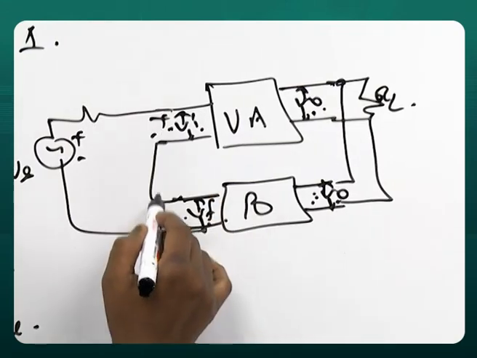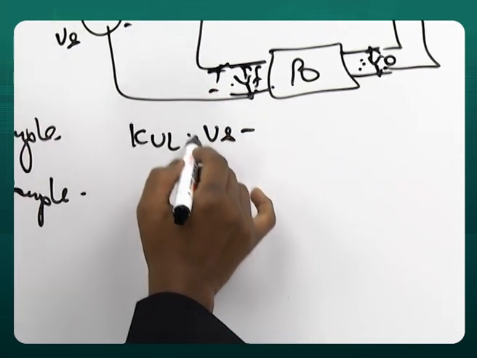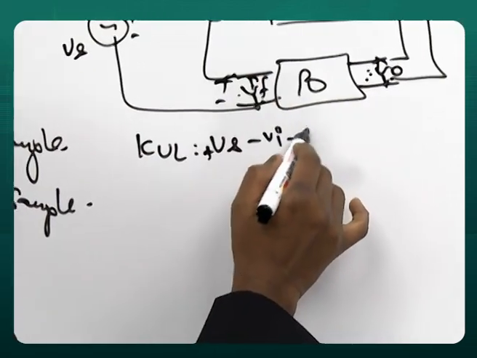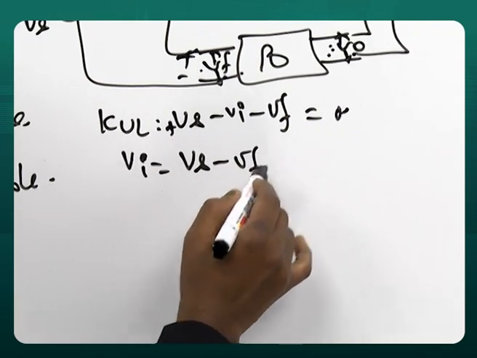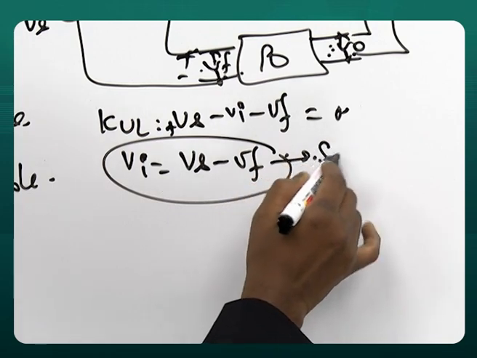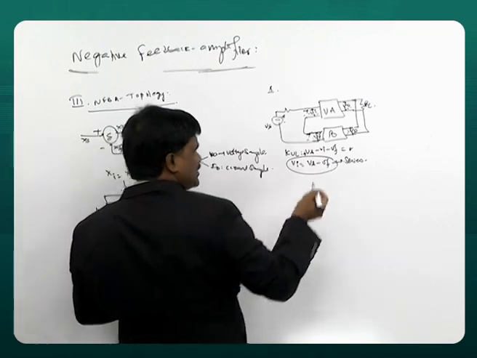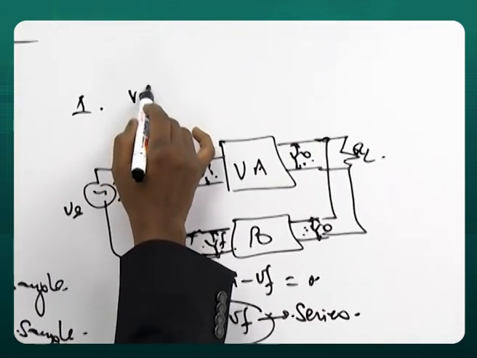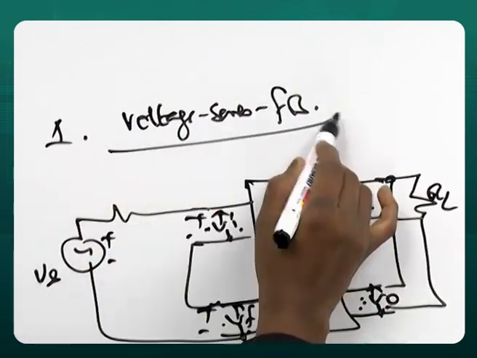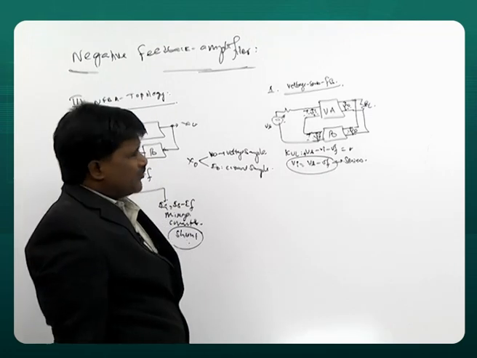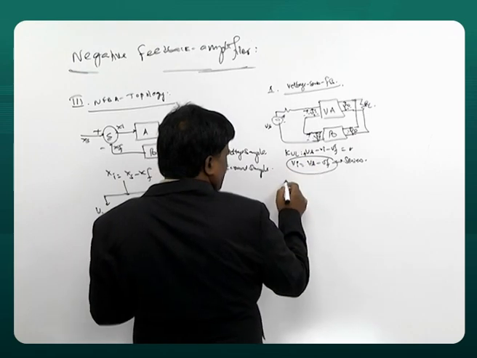Apply KVL, Vs minus Vi minus Vf equals 0. Vi is Vs minus Vf, that is series. When voltages are subtracted, it is series. That's why this is called voltage series feedback. Voltage series feedback. That's the meaning. Now, what are the things we are going to have?